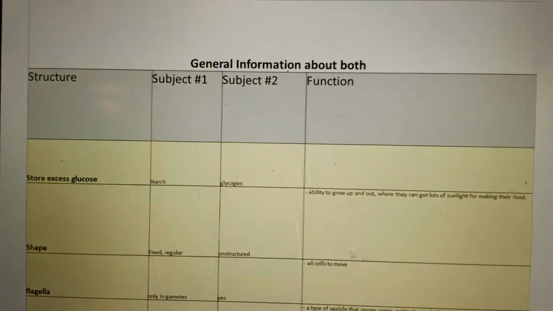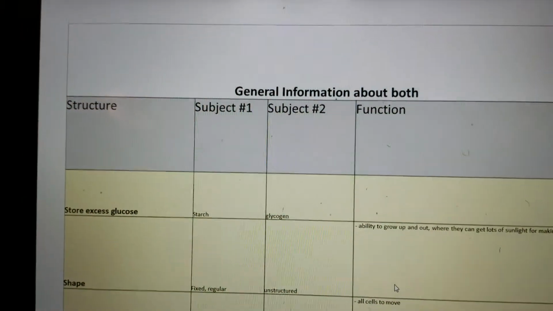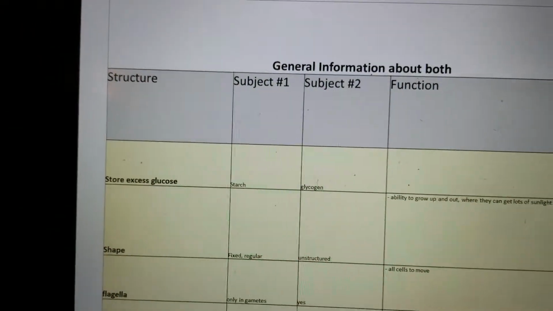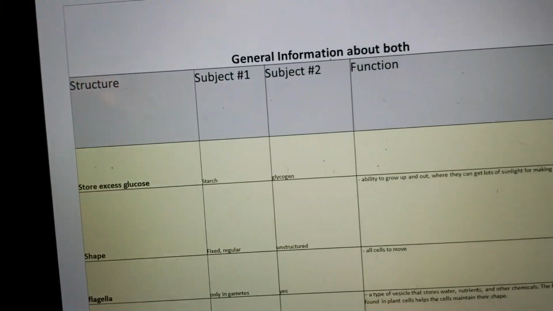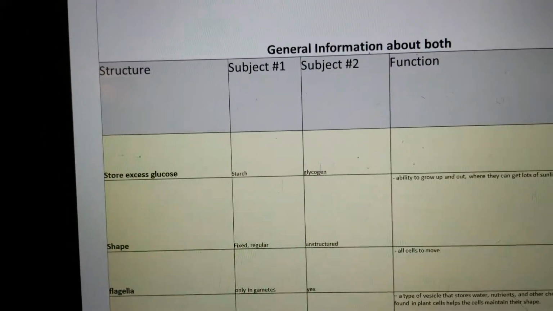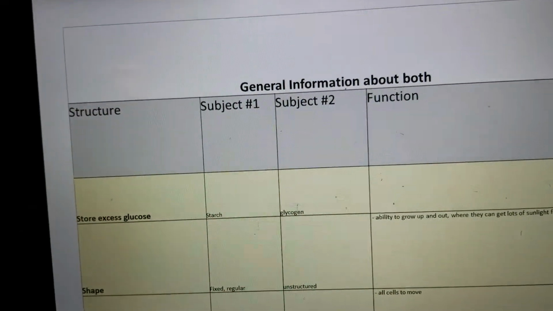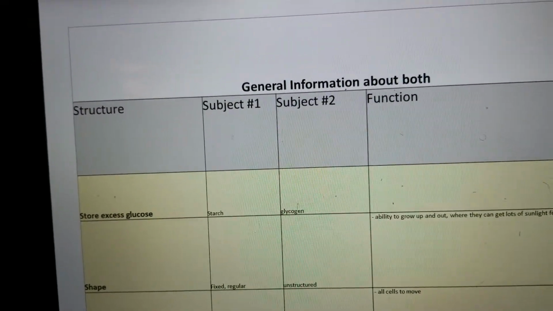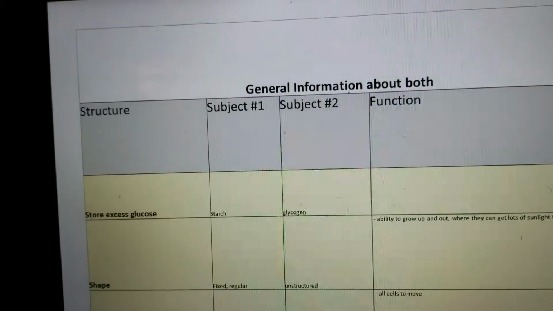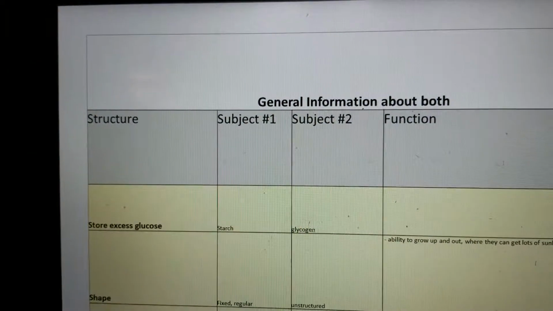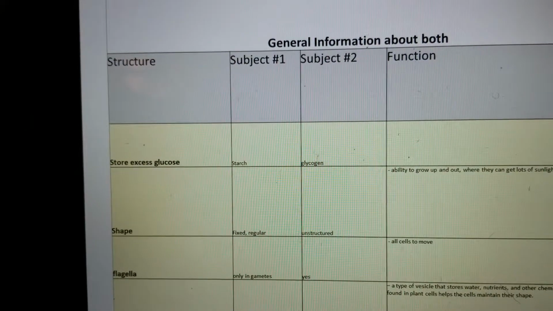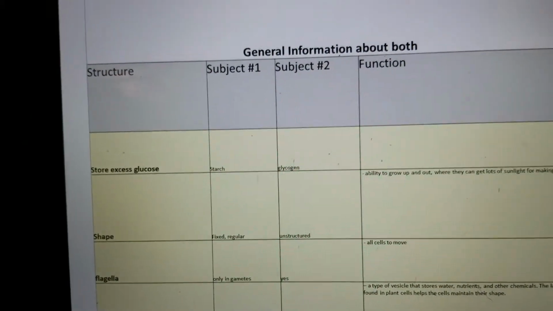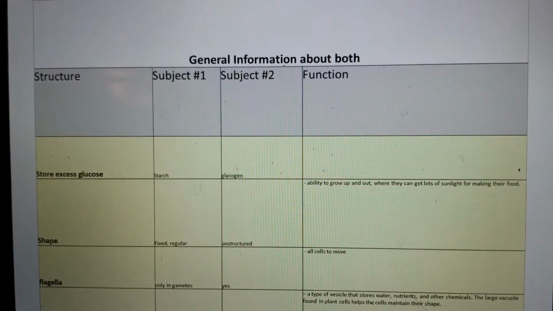Now let's look at the general information about both plants and animals. Subject number 1 stores its excess glucose as starch. And in subject 2, the excess glucose is stored as glycogen. The shape of subject number 1 is fixed and regular, whereas the shape of number 2 is unstructured.